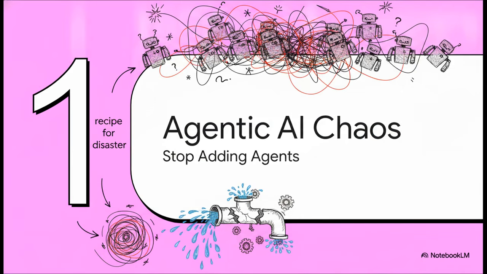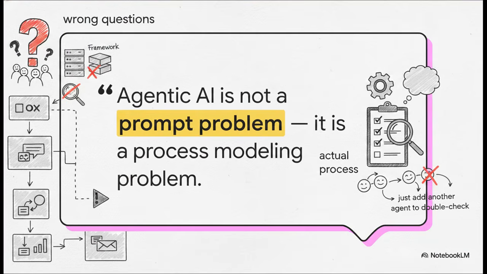Let's start with Section 1, the Agentic AI chaos, and why we really need to stop adding agents to broken processes. The absolute most crucial point to understand is this. Agentic AI is not a prompt problem. It is a process and domain modeling problem.